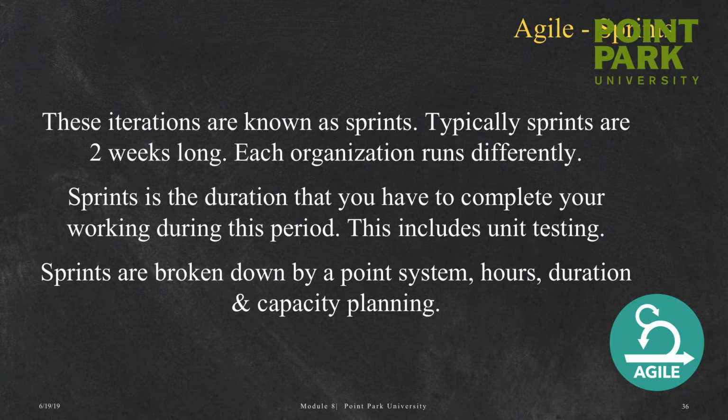So these iterations are known as sprints. Typically, sprints are 2 weeks long, like I mentioned. Sprints are a duration that you have to complete your work during that period, and this includes unit testing. Sprints are usually broken down in a point system by hours, duration, and capacity planning. So typically when you're doing this, you have to tell your person how much time you have to work on the project. You have 2 week sprints. That's 80 hours, 40 hours a week.